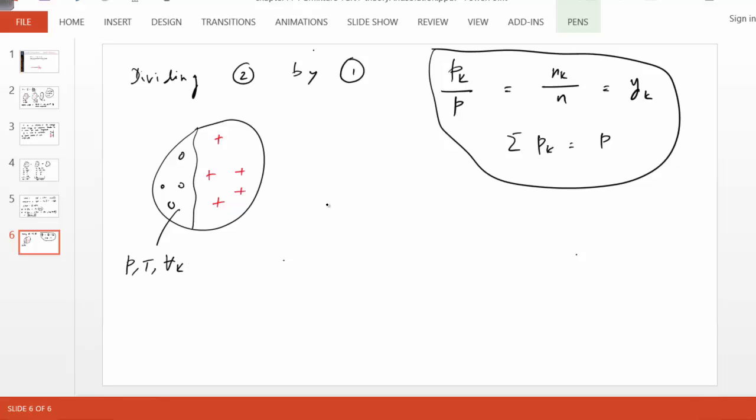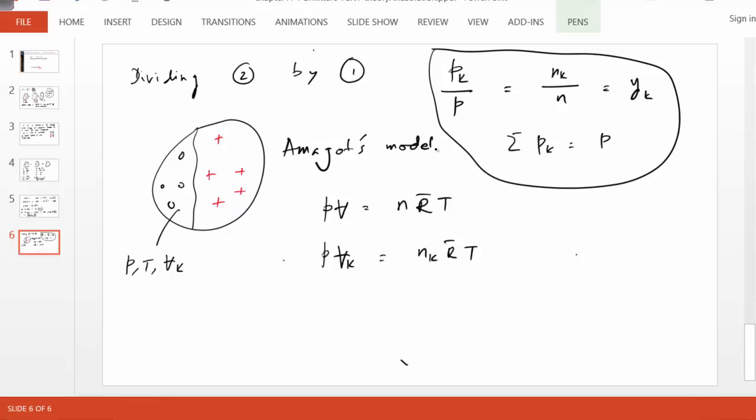So then again we can write for the mixture PV equals nRT, and for the partial volumes P V_k equals n_k RT. This kind of description is also important, and this is known as Amagat's model, as opposed to Dalton's model. It becomes important because this is a simple way of creating a mixture.